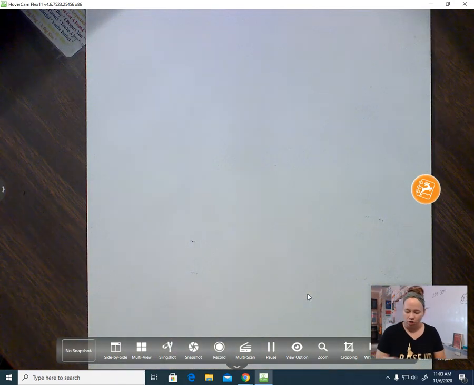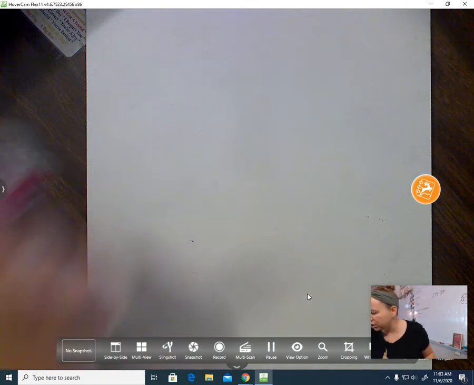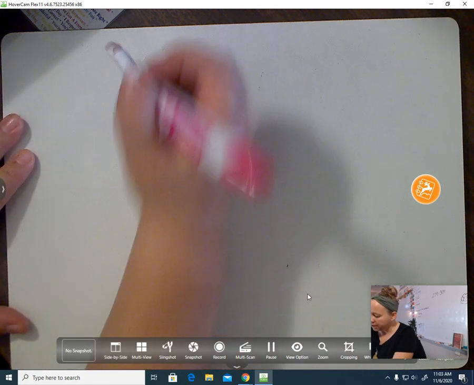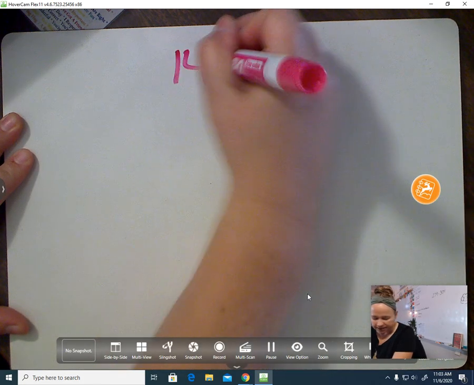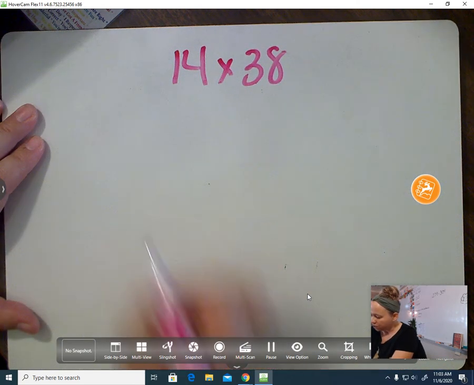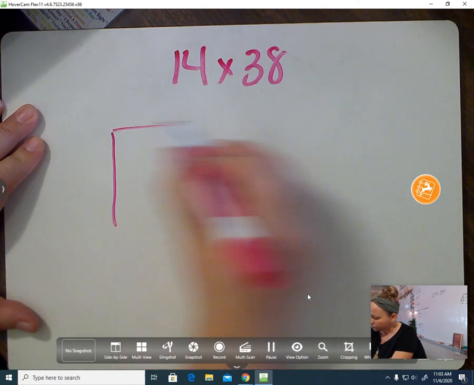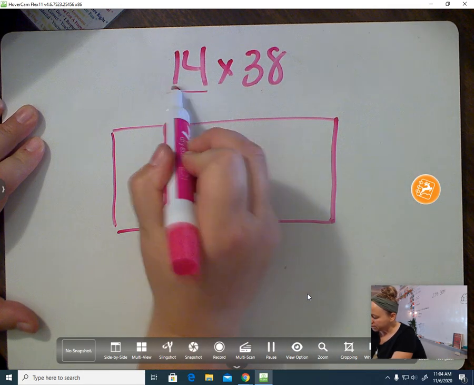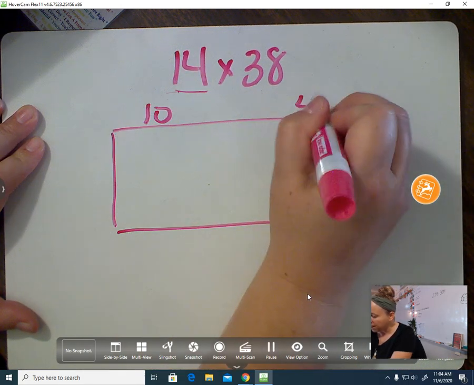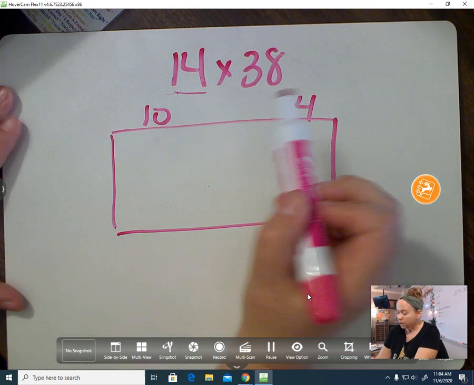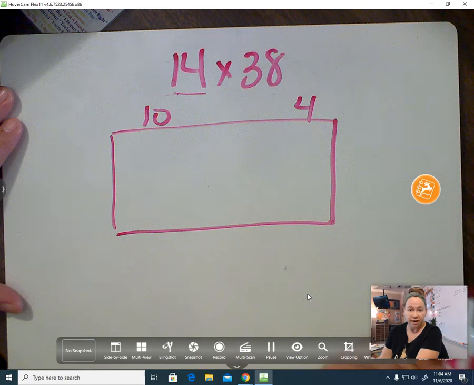Okay, so distributive property, friends. I'm actually going to turn my board horizontally for this lesson. So if we're looking at 14, this is an I do, so just watch, friends. 14 times 38. Remember when we did this last time? We drew a rectangle. We broke this 14 into 10 and 4. Remember that? It's the same thing today, except now we have a 2-digit factor.